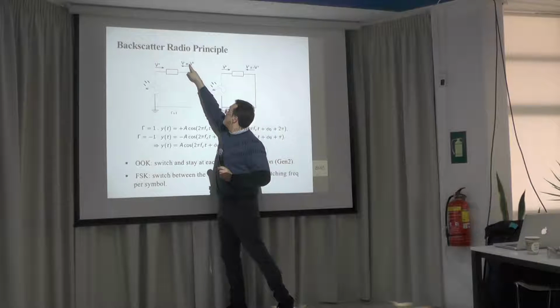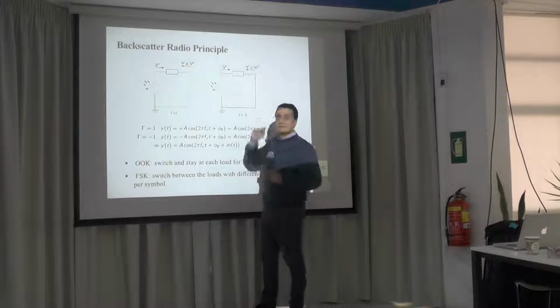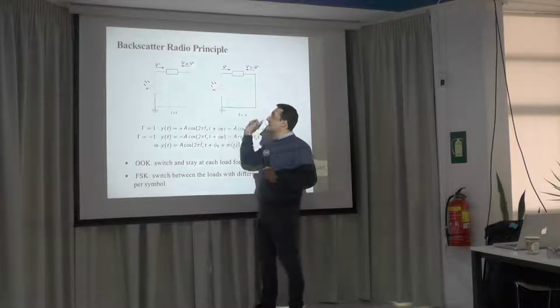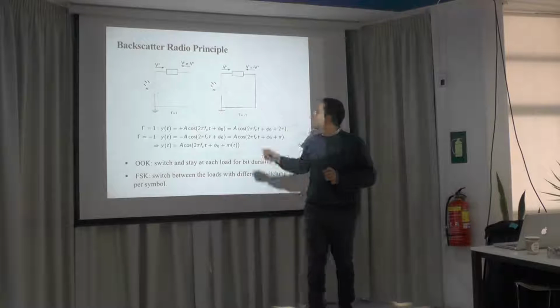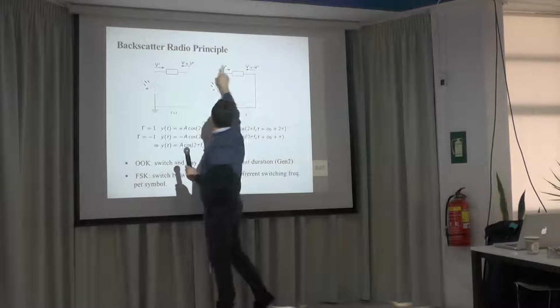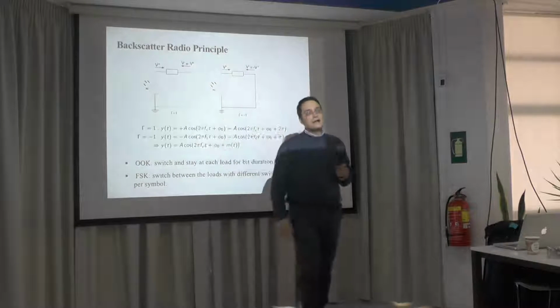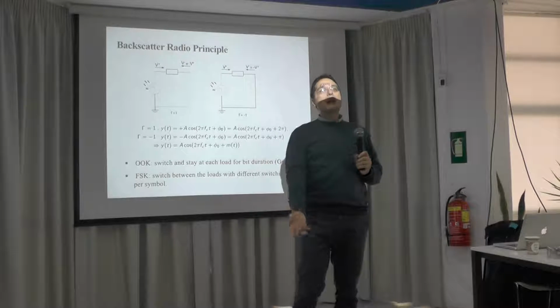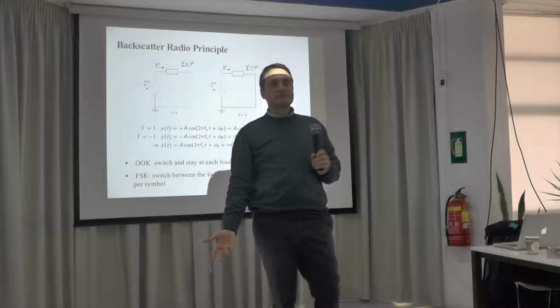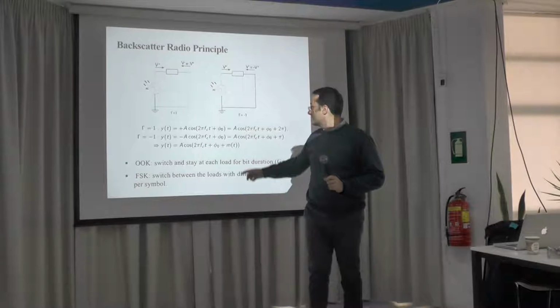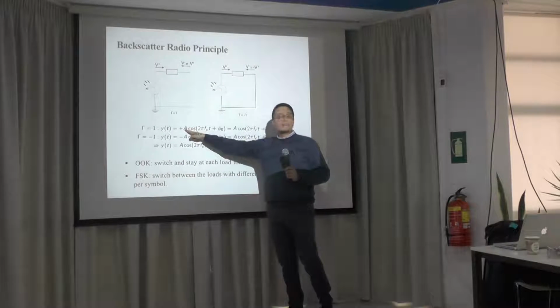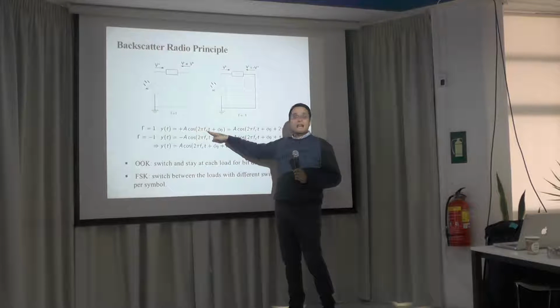Here I have plus, here I have minus. So if you simply change the load, you can control the sign of the reflected signal back to the environment. And how can we write that in a mathematical term? Scary mathematical term. Well, it's a simple cosine, right? This is the amplitude of the cosine, this is the frequency, and this is the phase of the cosine.